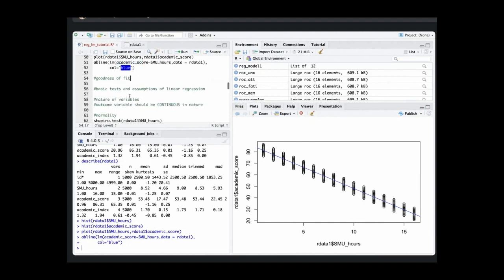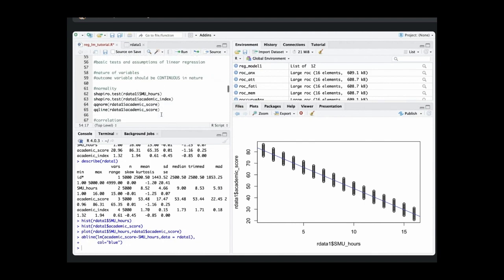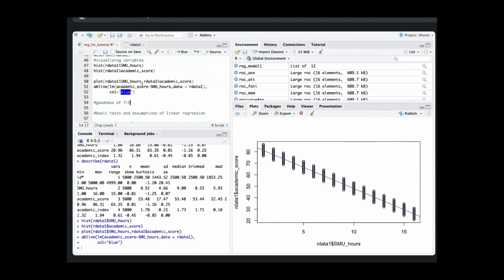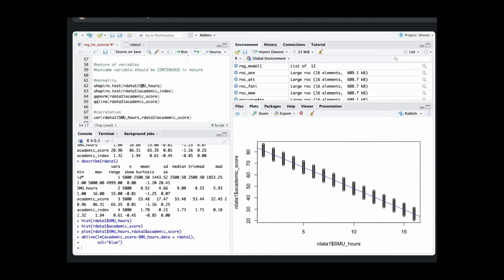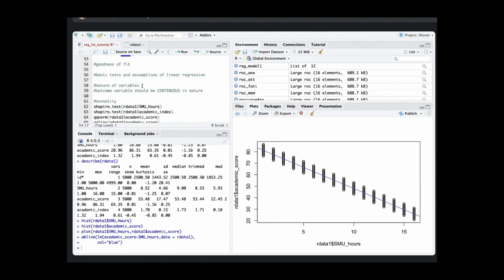So this line is called the goodness of fit line. Now moving over, you must be asking, what do we do? How do we proceed after we have visualized it, right? So now what we can do is go for the basic tests and assumptions, right? Whenever we do any kind of statistical test, such as linear regression, logistic regression, correlation or analysis of variance, or whenever we compare means in t-test and ANOVA, right?